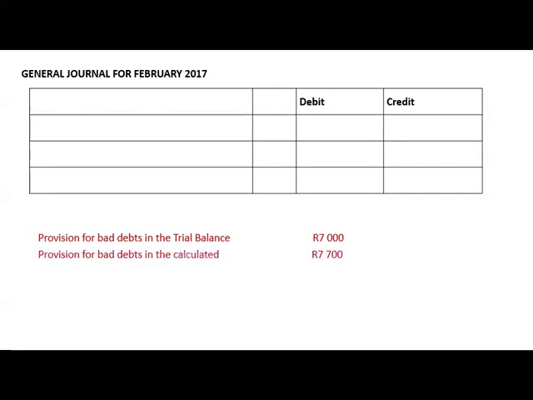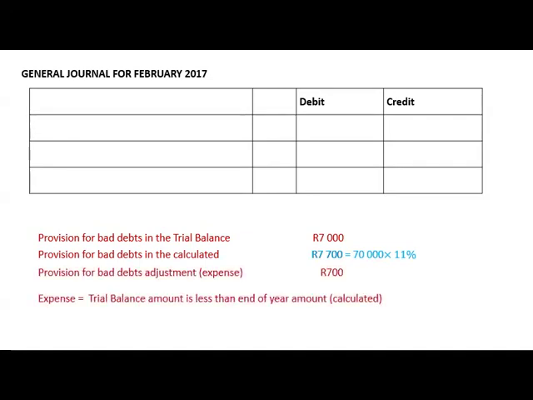And here, guys, I'm going to get 7,700, meaning the one that I have in the trial balance is wrong. I must increase it. Are we all together? Now, when I increase it, because this account increases on the credit side, it means my provision for bad debts will increase on the credit side, but the problem is the debit entries. The debit entry will be an expense.